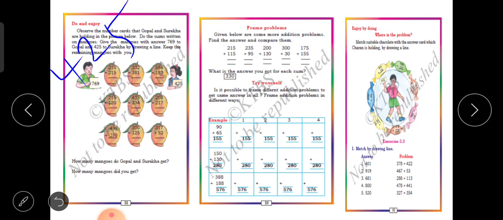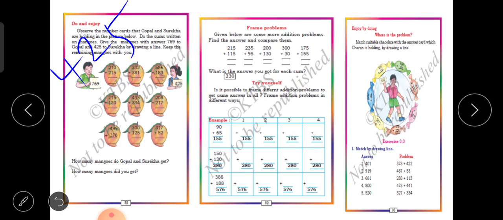Now moving on to the next one, frame the problems. We are going to frame the problems. How are we going to frame the problems? In page number 89, can you see this? 90 plus 65. See, the answer they have given in all the columns is 155, 155. See whether it is possible to frame different addition problems to get the same answer in all. See, there are different addition ways. So you can add it, but the answer will be the same.